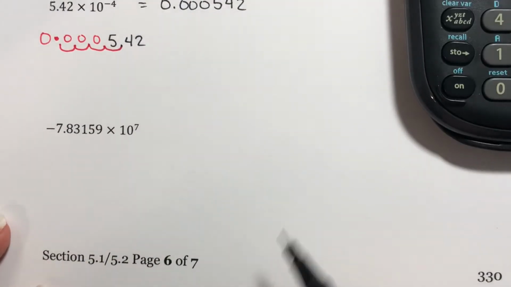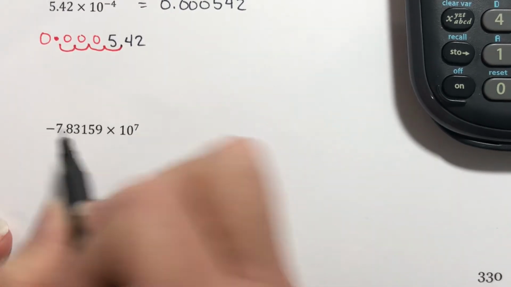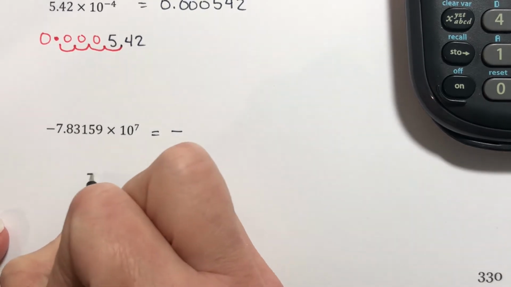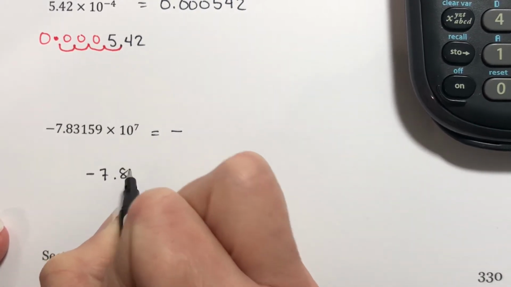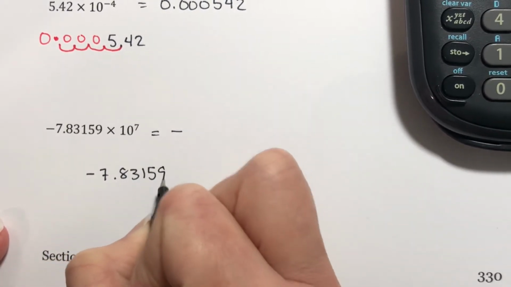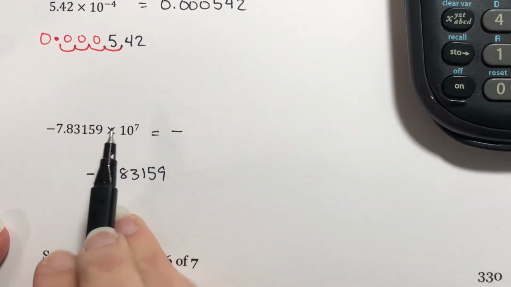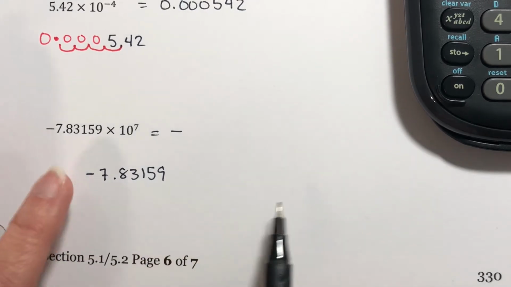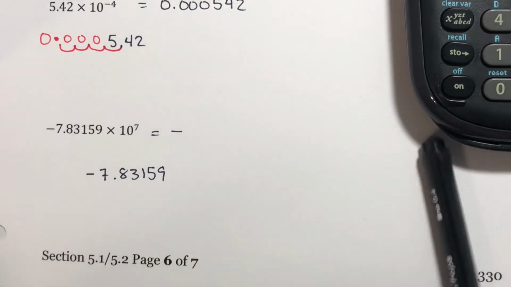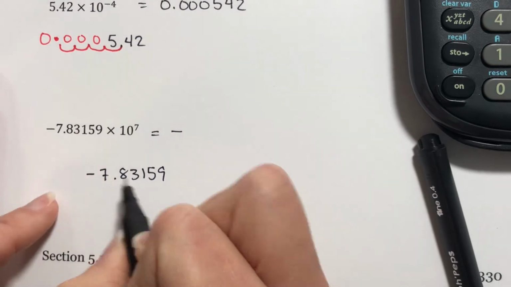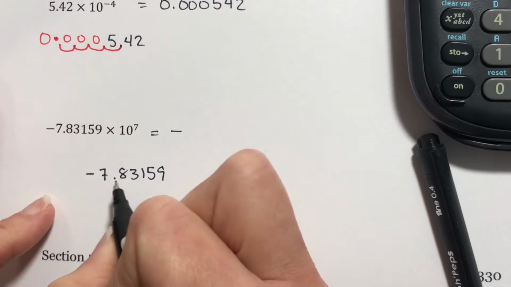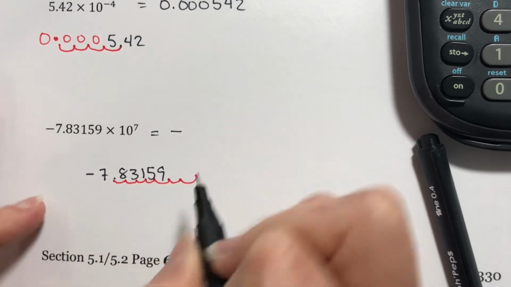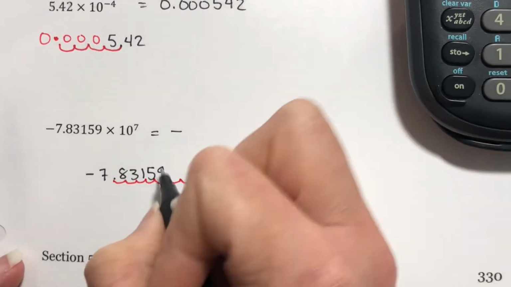Okay, so let's try this one. It's going to be negative, I know that. I have -7.83159, and I know I want to move my decimal point 7 places. And since this is a positive exponent, this number needs to be getting bigger, ignoring the negative. So I'm going to move this direction because that's what makes it bigger. 1, 2, 3, 4, 5, 6, 7. So I should be adding 2 zeros here.